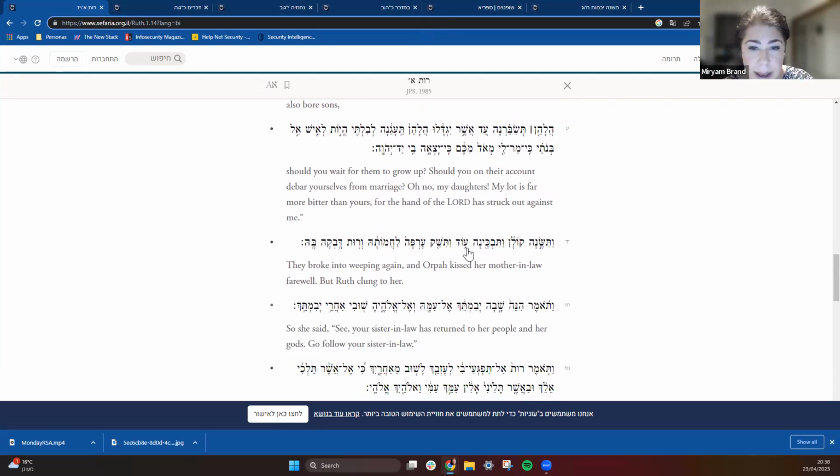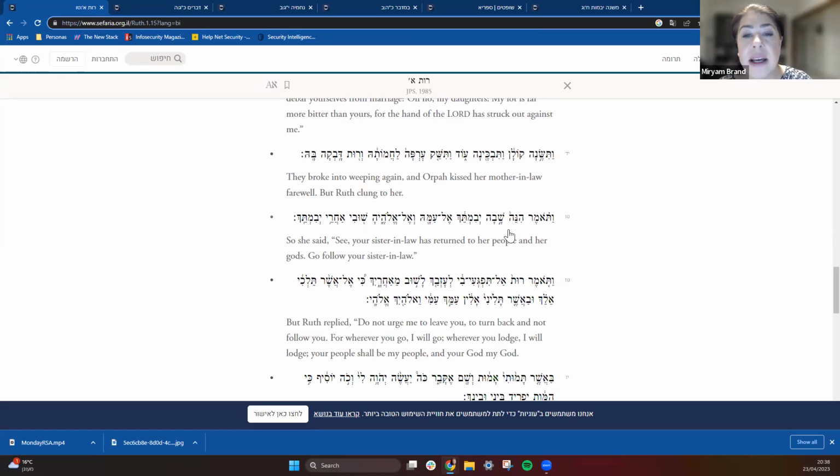So they both cry again, and then Orpah kisses her mother-in-law, and Ruth clings to her. All right, so we're supposed to understand that Orpah left. Maybe it doesn't say she left, just says she kissed her, but Ruth stuck to her. Vatomer, hine shava yivimtech. This is our last argument, okay?